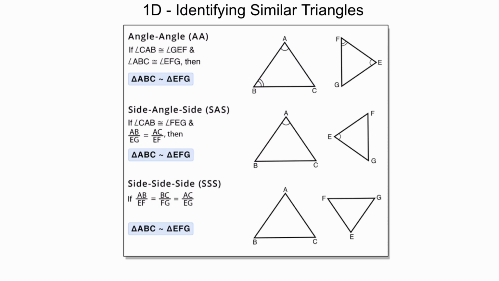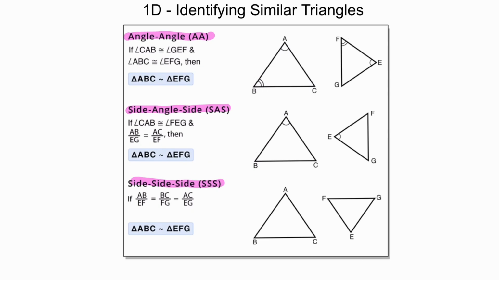Take a look at identifying similar triangles. Now, there's three methods for identifying similar triangles. There's angle, angle, there's side, angle, side for similarity, and side, side, side for similarity. Now, angle, angle, we've already talked a bit about. As long as you can show that two angles are congruent in the two different triangles, that's enough information for us to say that they are similar.